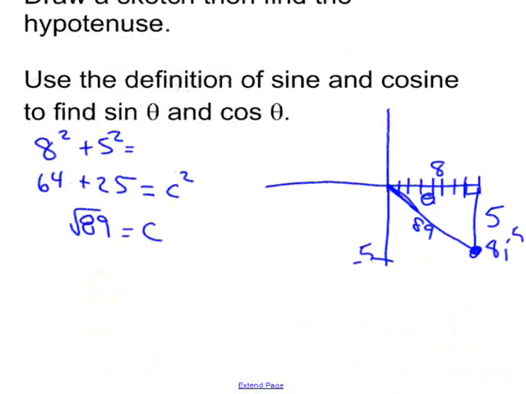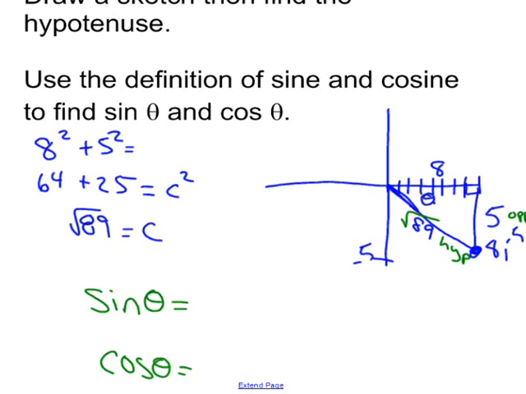And now I'm asked to find, well, what's sine of theta? And what's cosine of theta? All right, sine is opposite, so this side, over hypotenuse. I should have put square root here. And so it's going to be 5 over the square root of 89, but because we know we're in the fourth quadrant, we know that sine is negative.